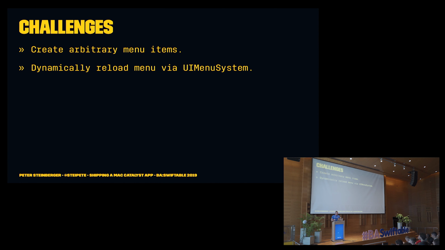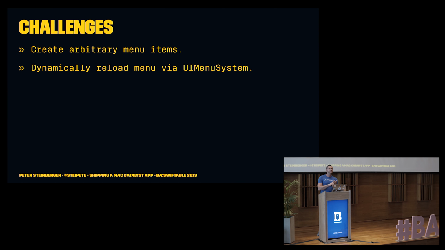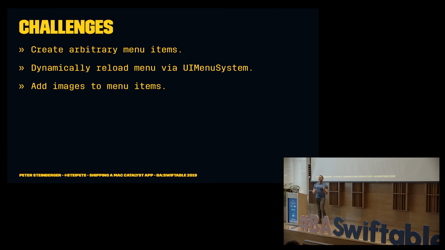We already know that. Number two, we have to figure out a way how to dynamically reload that. Very easy, there's an API on UIMenuSystem. Number three, we have to add images to MenuSystem. Now, this was broken for a very long time, but they fixed it in beta 9, like the very last beta before the launch, so that works too.